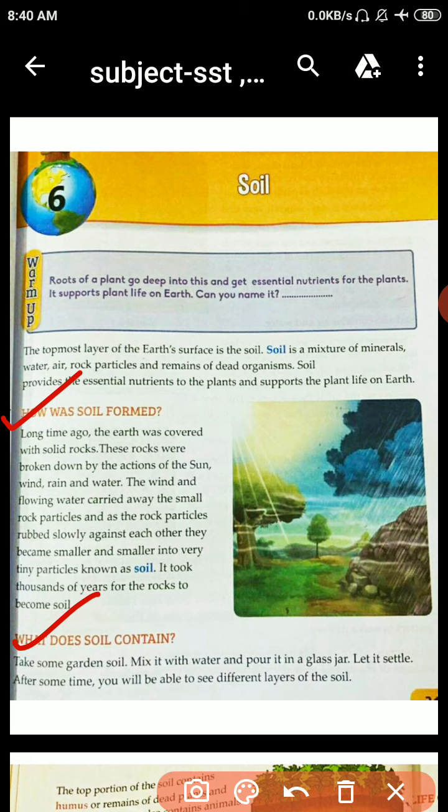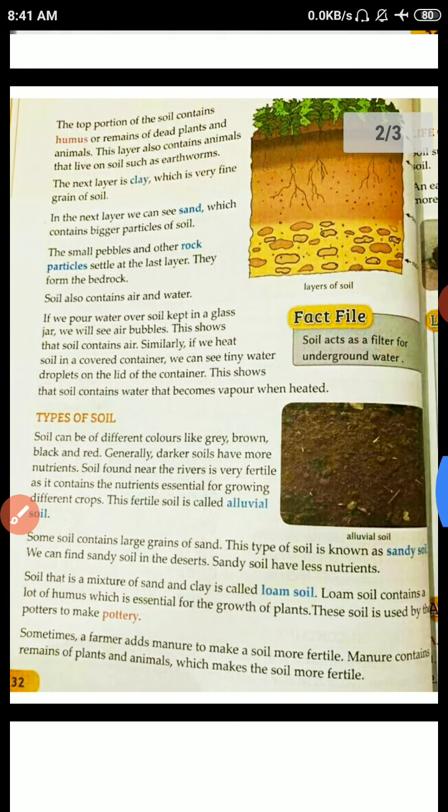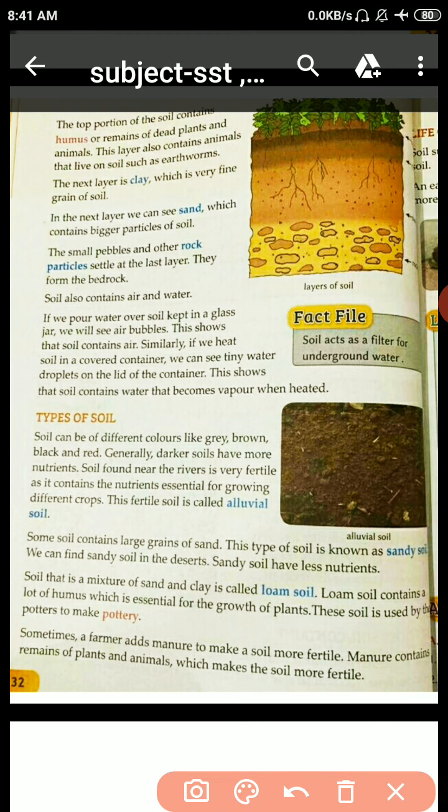Got it, everyone? Then what does soil contain? For this, we give an example. Take some garden soil, mix it with water and pour it in a glass jar. Let it settle. After some time, we will be able to see different layers of the soil. Now, page number 32.